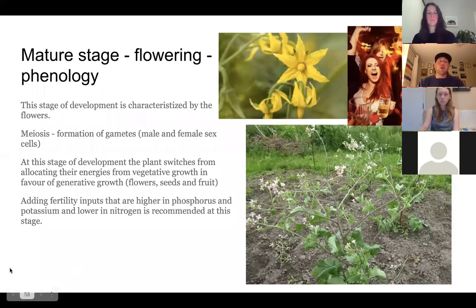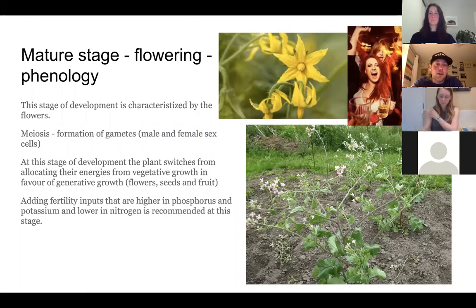So the next stage after that is their mature stage. This stage is defined by the plant moving from the vegetative stage to having the capacity to reproduce sexually. The telltale sign for this is the flowers that emerge. The flowers are producing the pollen and the eggs, and once they can do that, they are ready to reproduce sexually.